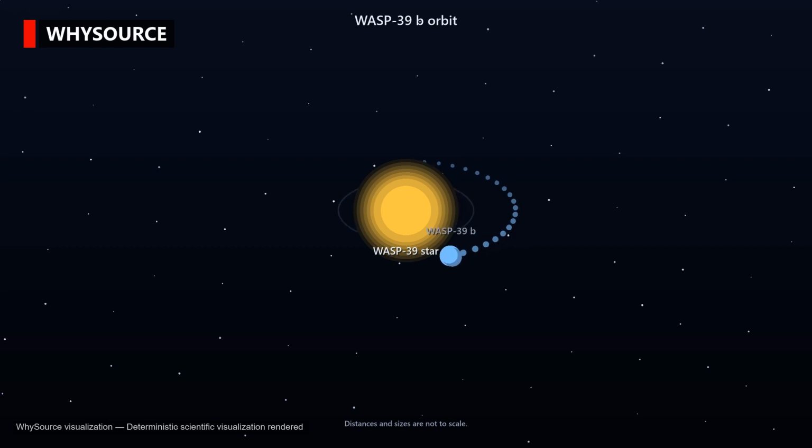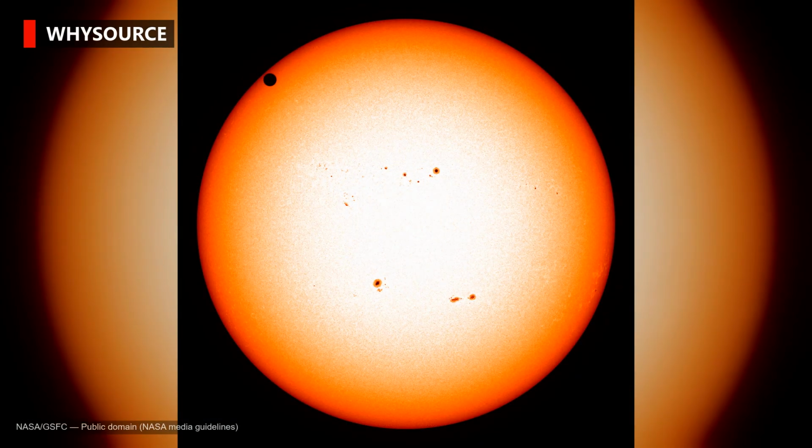WASP-39b is not an Earth twin. It is an inflated hot gas giant in Virgo, roughly 700 light-years from Earth. It orbits very close to its star, completing one circuit in just over 4 Earth days. That tight orbit gives astronomers repeated transits.